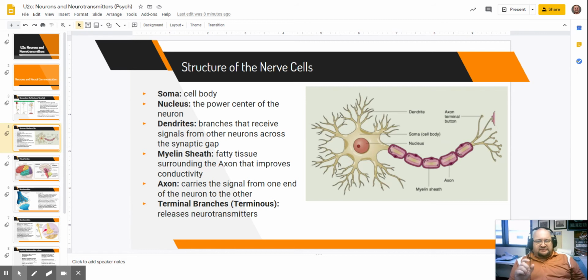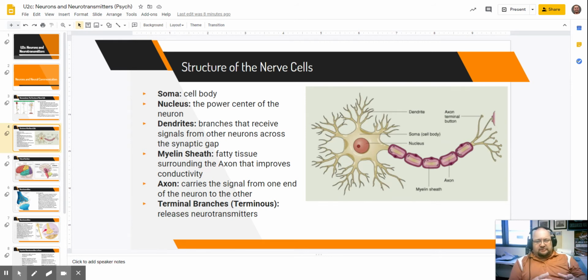So the cell body is known as the soma, right? This is the head of the neuron. Think of the neuron. You've all taken biology at some point or science where you understand the structure of cells. The soma is the cell body. It's the white part on the diagram. It's the part that surrounds the nucleus and keeps it safe and sheltered. It's where the different structures hook onto for a cell.